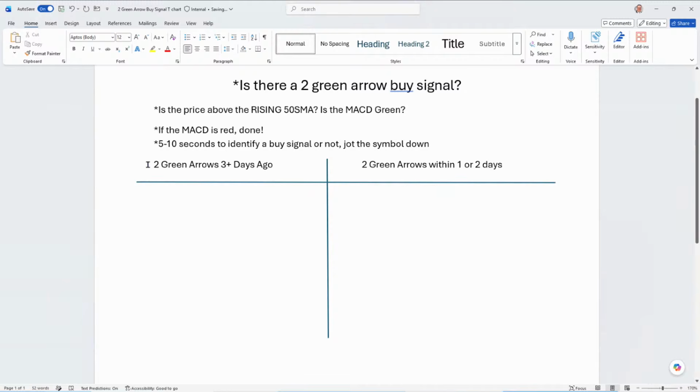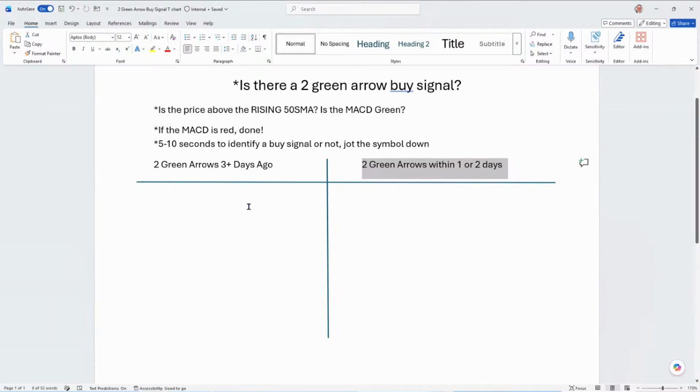So we're going to kind of categorize this in two columns. So if you have a blank piece of paper or get a blank piece of paper, create a little T chart and do two green arrows 3+ days ago or two green arrows within 1 or 2 days. Those are the two columns that we're going to look at. I'm not going to fill this out while we're going through this because there just won't be time for me to do that. I've done this here.